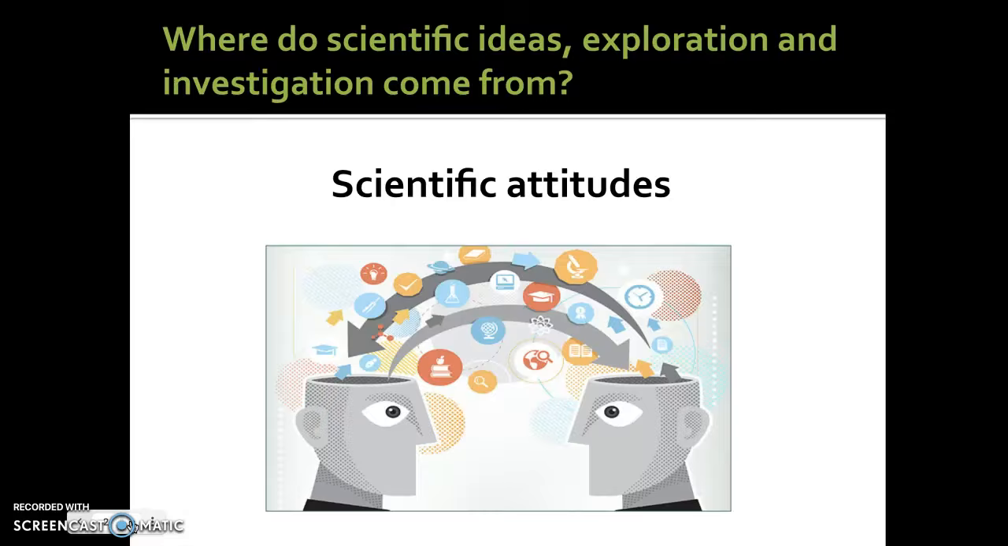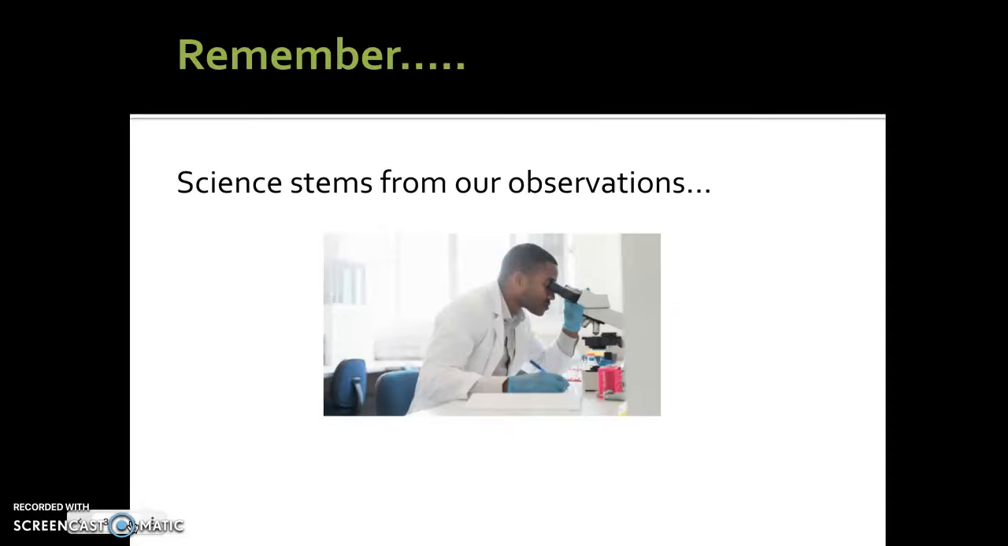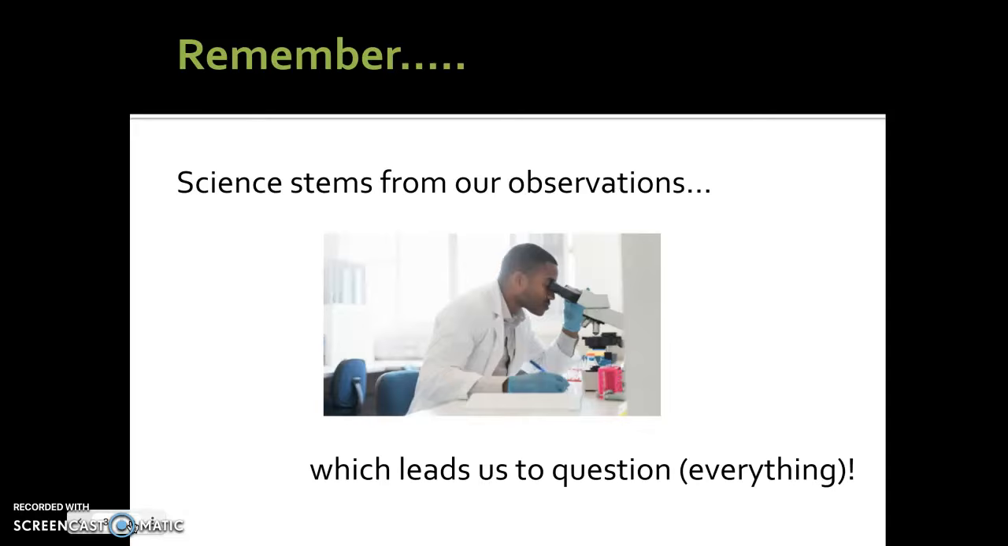And so there are these different attitudes that we want scientists to have when they go about collecting their data and making observations. Because what we want you to remember is this: science stems from our observations, whether they're qualitative, quantitative, or a little bit of both. That leads us to question just about everything around us. And so you're going to get practice this year collecting qualitative data, which are descriptive words, and quantitative data, taking measurements, quantifying your data to help you solve a problem.